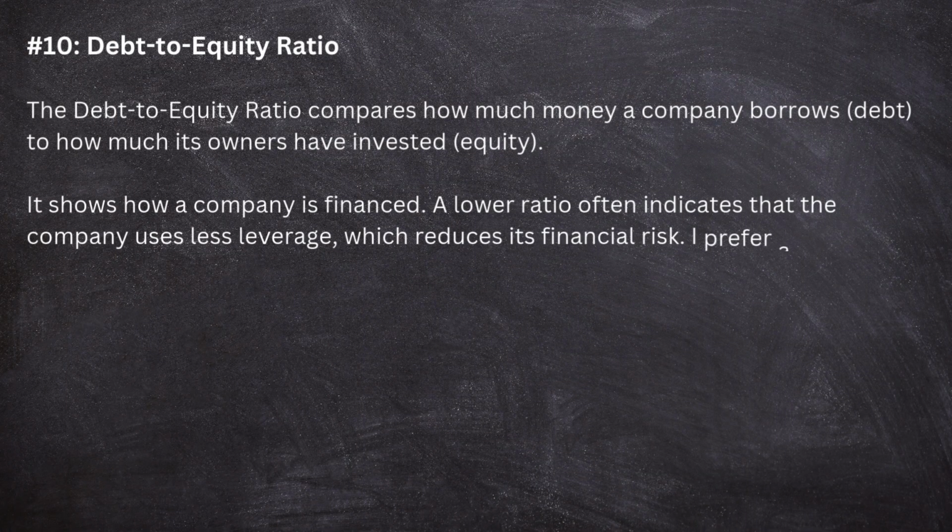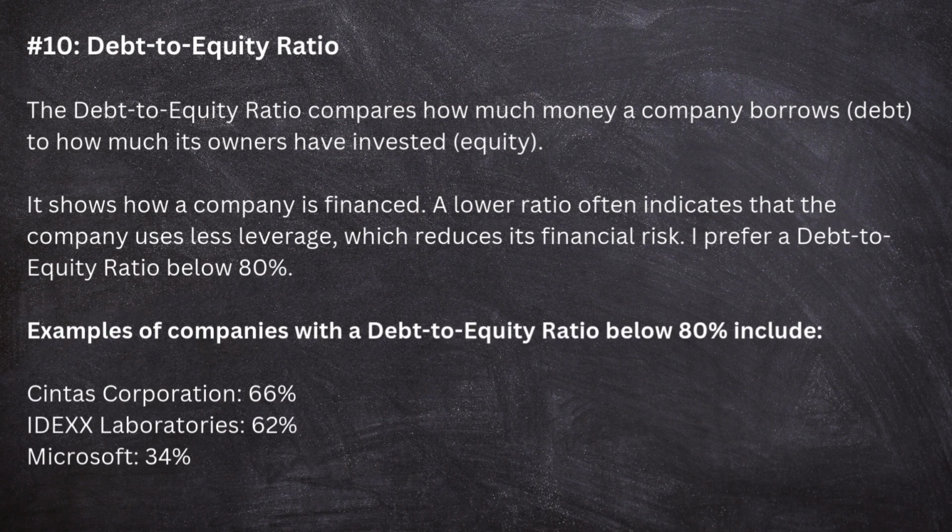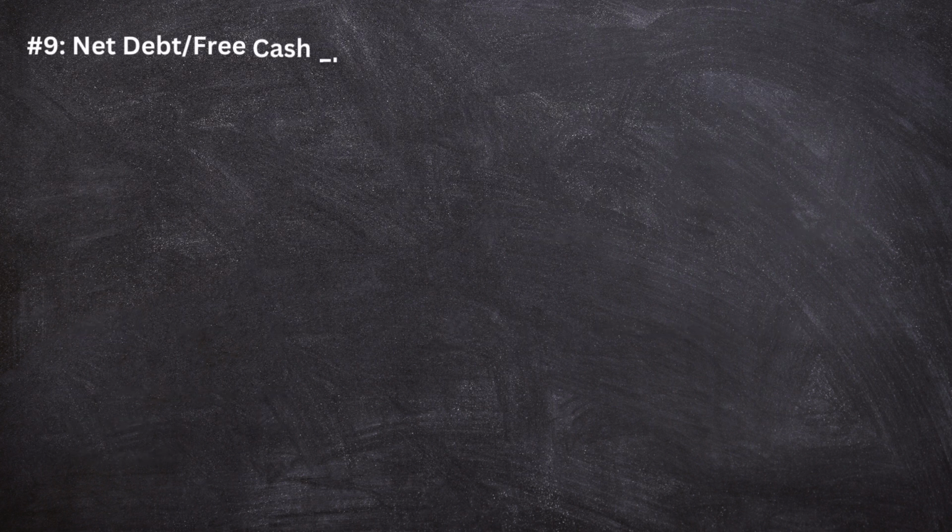Number 10, debt-to-equity ratio. The debt-to-equity ratio compares how much money a company borrows, debt, to how much its owners have invested, equity. It shows how a company is financed. A lower ratio often indicates that the company uses less leverage, which reduces its financial risk. I prefer a debt-to-equity ratio below 80%. Examples of companies with a debt-to-equity ratio below 80% include Cintas Corporation, 66%, IDEXX Laboratories, 62%, Microsoft, 34%.